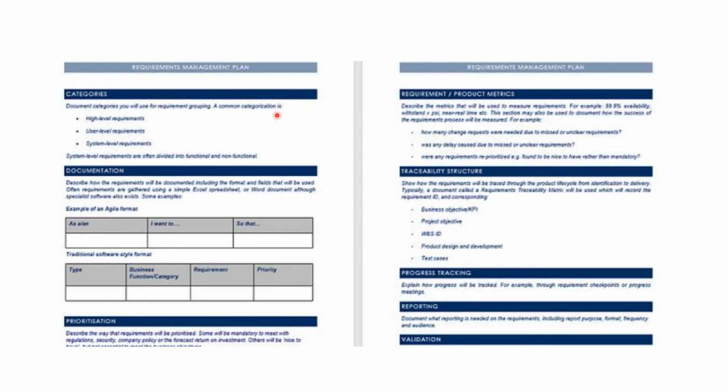So this is an example of a requirement management plan. It talks about what the different categories are, how you talk about them, how you maintain the traceability, what the requirement and product metrics are, and how the reporting and validation work. So these are a sample of a requirement management plan.